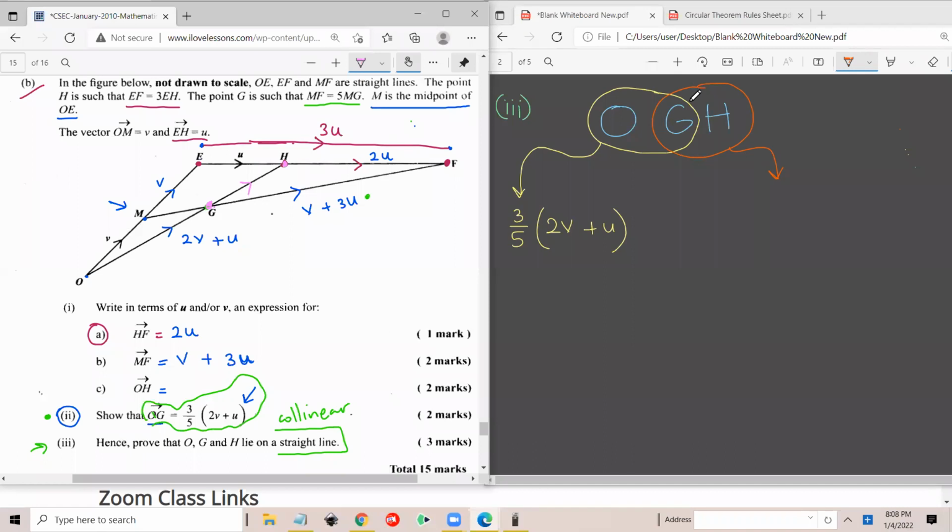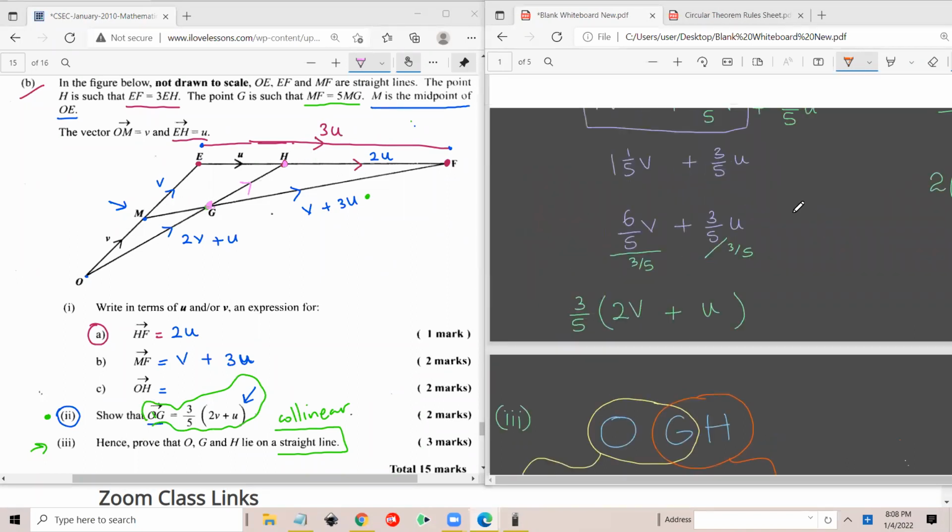Now let's agree on a method. Anyone will give us the same answer. How about we go from G to F and then F to H? That should be easier, right? G to F and F to H. Now be careful. Huh? This V plus 3U is the entire vector. Remember, MG was 1/5 of the line. You all remember that?